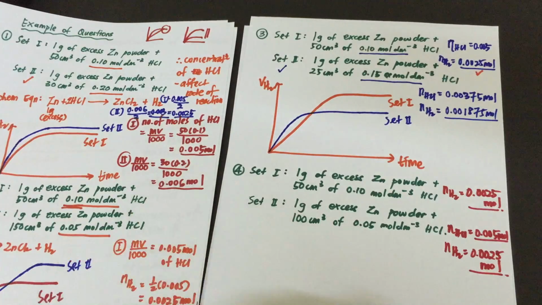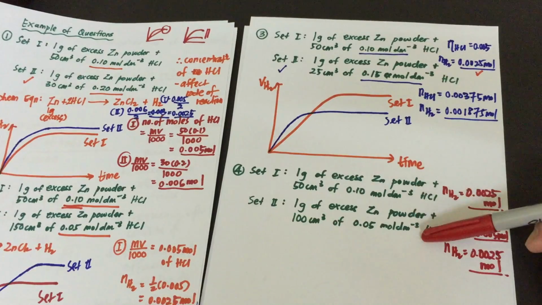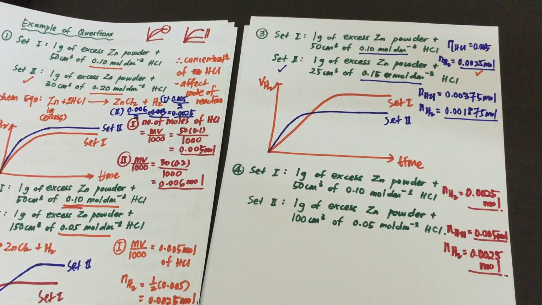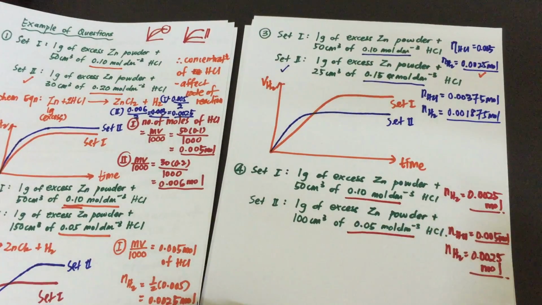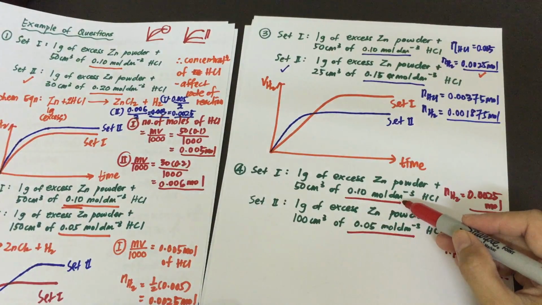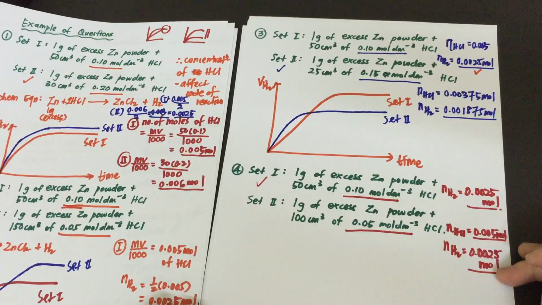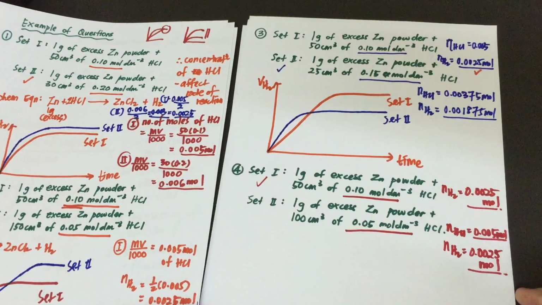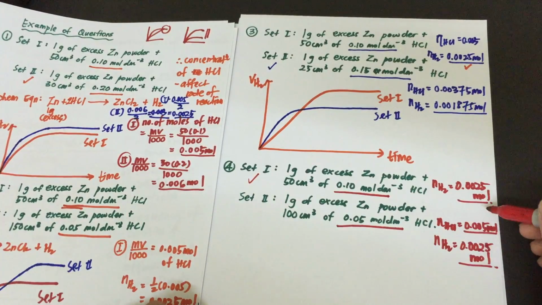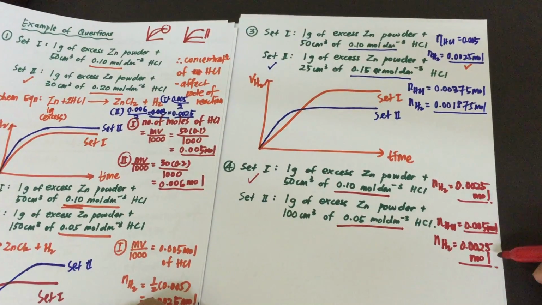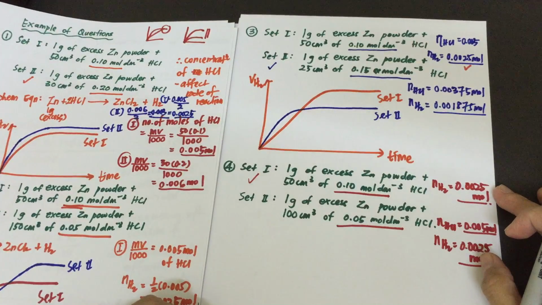Okay, so now students, when you look at the zinc powder, they are still similar in both sets, and for the concentration, they are different. Look at the concentration of set 1, which is 0.1, and set 2, which is 0.05. We know that set 1 has a higher concentration and hence a higher rate of reaction. While for the number of moles of hydrogen gas, for this particular example, the two sets give the same number of moles, 0.0025 and 0.0025. So for this particular example, the graph will meet at the end.